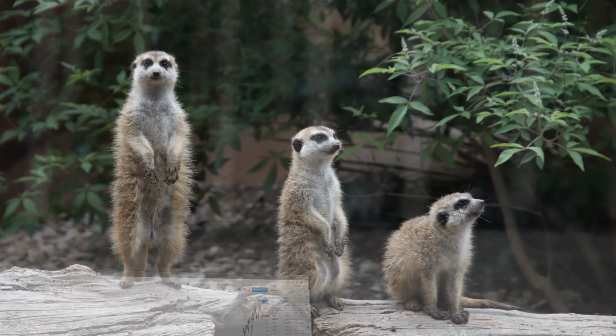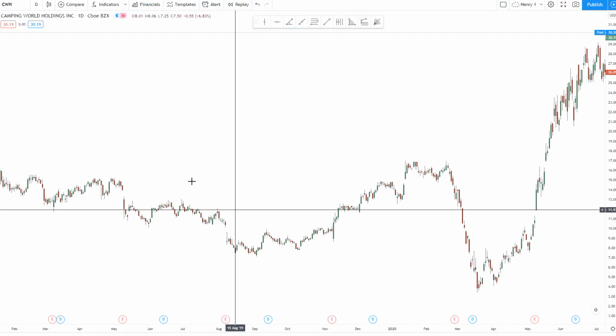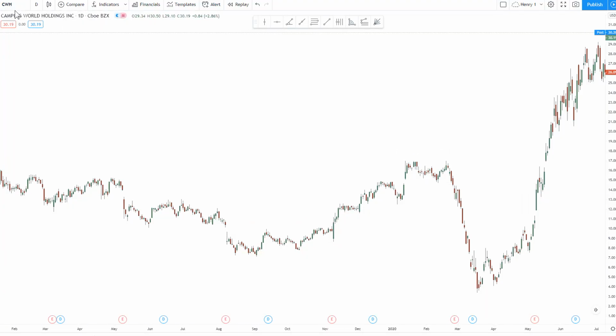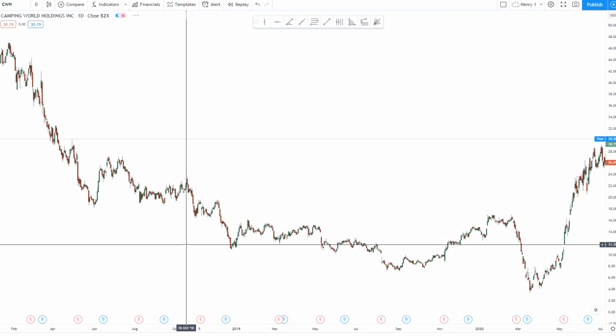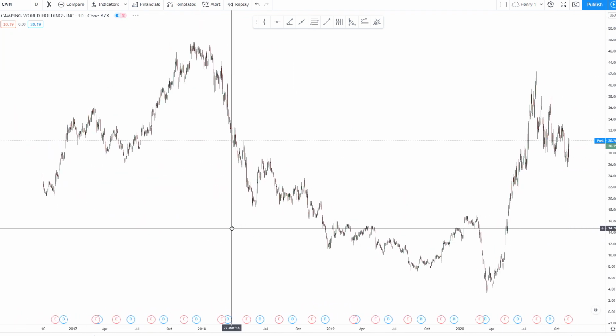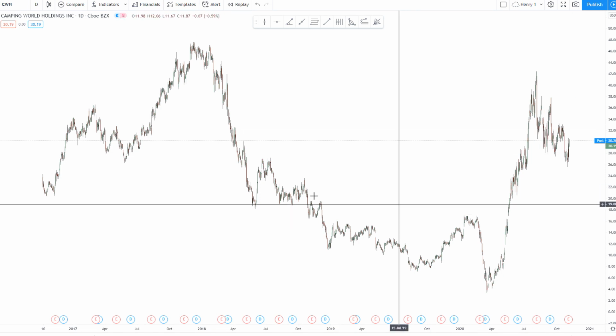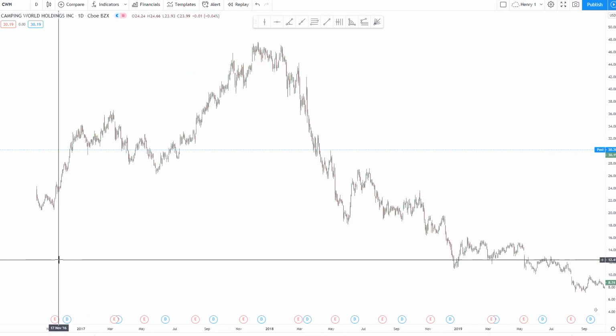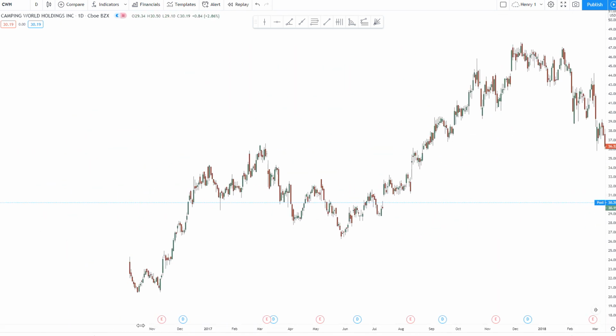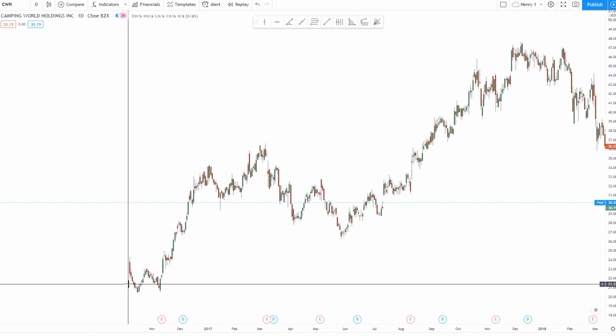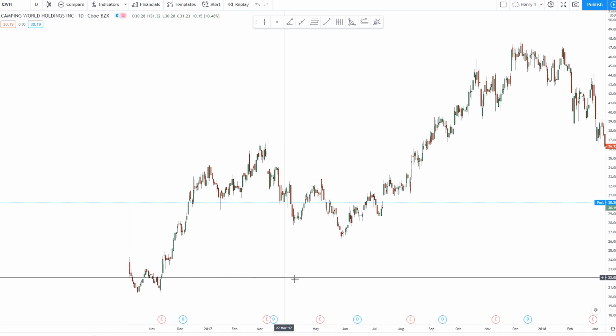Let me pull up the price chart here. I have Camping World Holdings here as our first example. This is a relatively young stock. This is all of the price data that there is. The IPO was back here in 2016, on October 7th, 2016. So this is a really good stock to use.